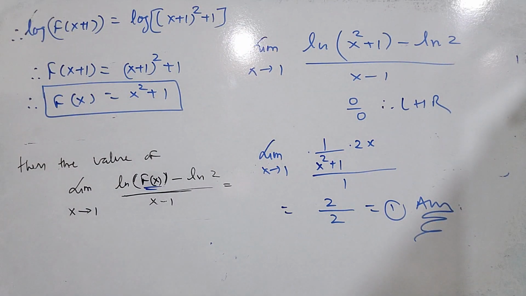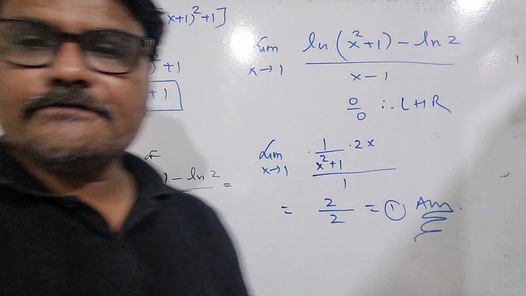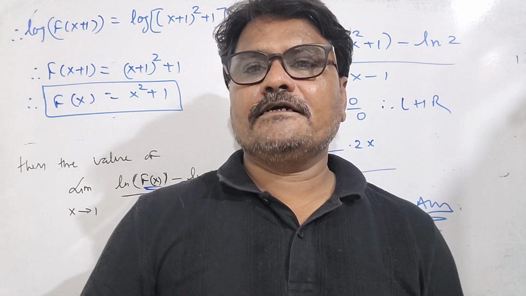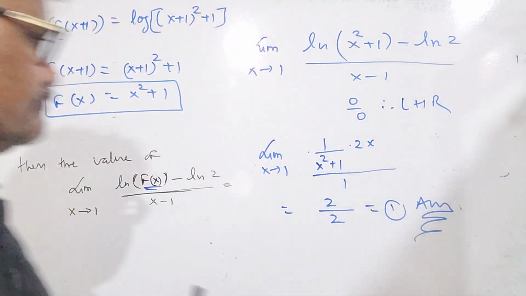1 is your answer. This is your integer variety, numerical variety type of question. Correct?